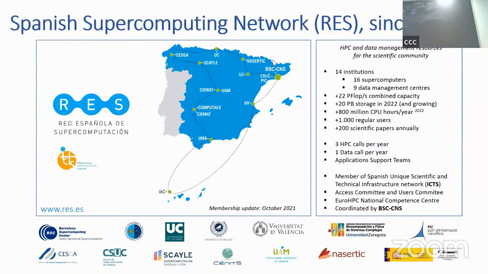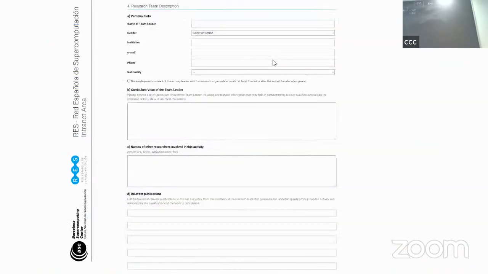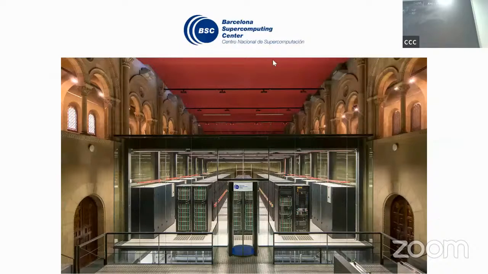Because it's not here, but in the Barcelona Supercomputing Center, which is the coordinator of this network, they have one of these computers, the famous Mare Nostrum. And this Mare Nostrum has another computer which has a lot of GPUs. So you can apply for both. In the application, you can apply for conventional CPUs, and you can apply also for the GPUs.